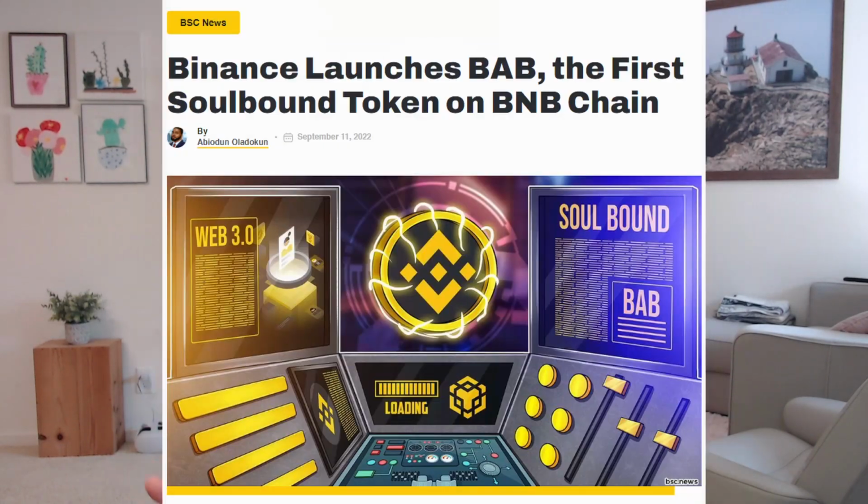There's a new giveaway trend going on within this BNB chain ecosystem right now that I'm seeing all around Twitter, and it revolves around this BAB, or Binance Account Bound Token. So today we're going to talk about what the BAB token is, who it's for, potential risks, and how you can use this token to get a bunch of free rewards on the BNB chain.